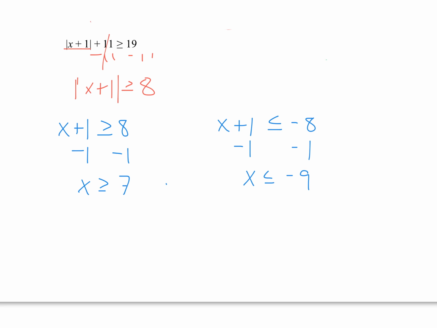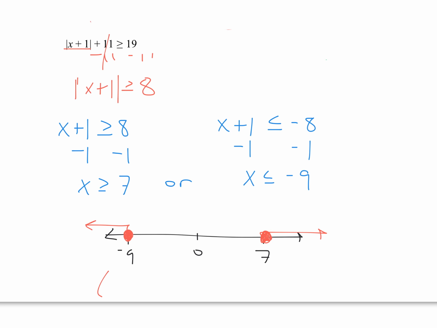Remember, because it's greater than or equal to, this is an or inequality. One or the other works. If this is 0, 7's here, negative 9 is down here. So x is greater than or equal to 7. That means anything 7 or above works in our original inequality. Anything less than or equal to negative 9 will also work.